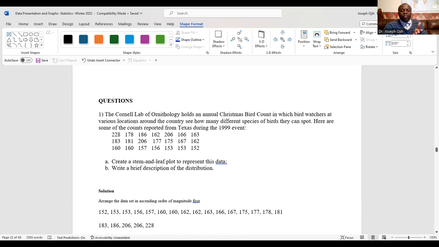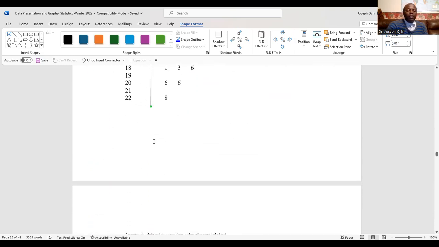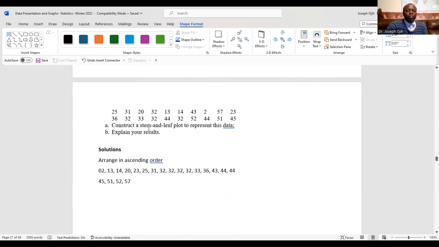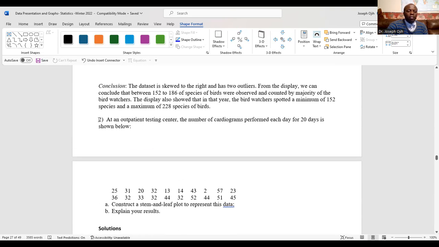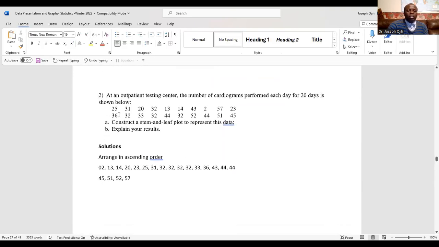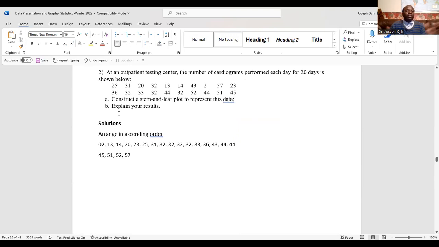Now, this one, they give us 3 numbers that have 3 digits. Sometimes they might give you a number that has 2 digits, like this type. It's the same thing. Would they ever give you a 4-digit number? Yes. If they give you 4 digits, the last digit, always the last digit, is the leaf. Then the remaining digits are the stem.